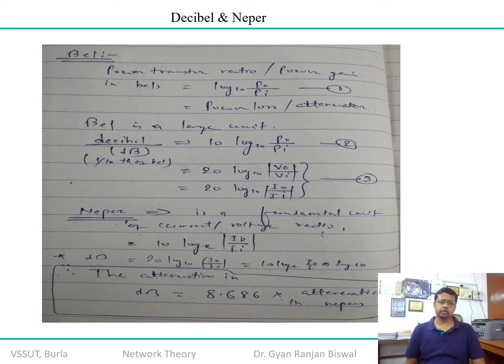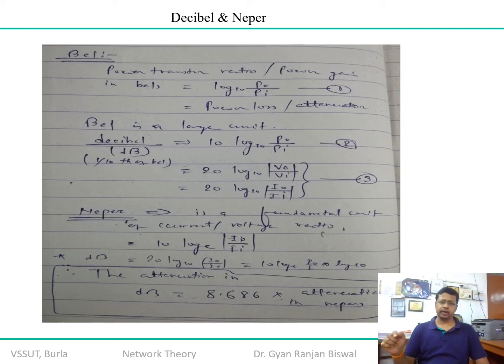So if the power ratio in decibels is 10 log base 10, since decibels means a multiple of 10, it is 10 log base 10 of P out upon P input, which is the gain of the circuit. So it is the amount of power loss, or the attenuation, that is increasing. If the power loss is represented in terms of decibels, what about the voltage? Power is equal to V square by R or I square into R, and R is a constant. So your power output or power input is proportional to I square or V square.